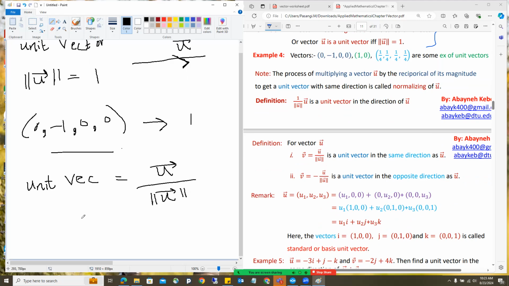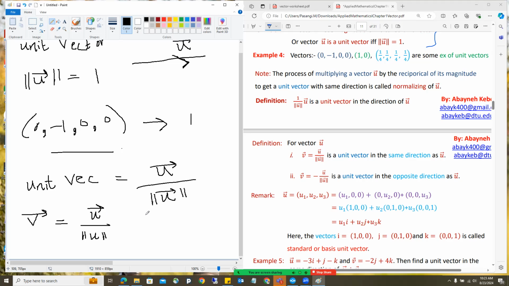For the unit vector in the same direction as vector u, let's assume we have another vector called v. Let's assume this vector v equals vector u divided by the magnitude of vector u. That means this is the unit vector for the same direction as vector u.